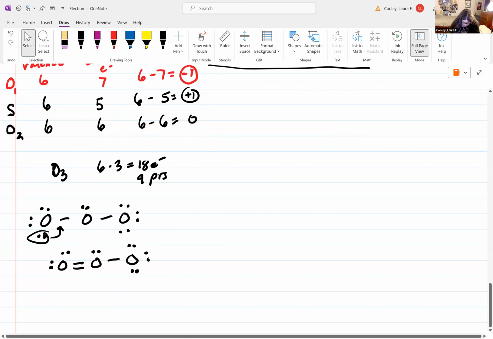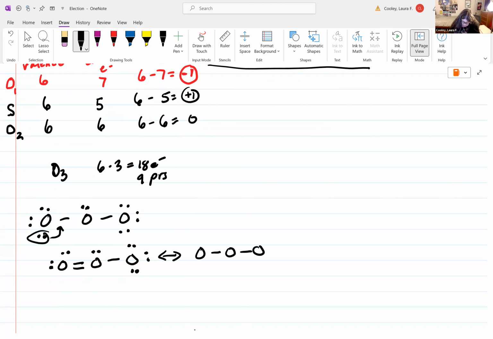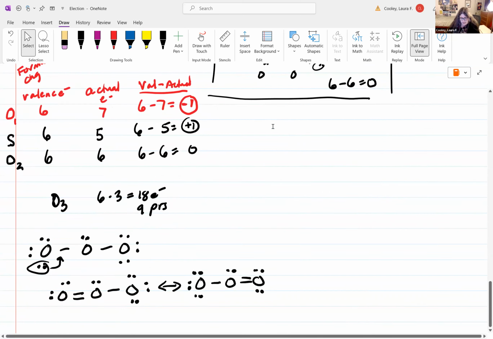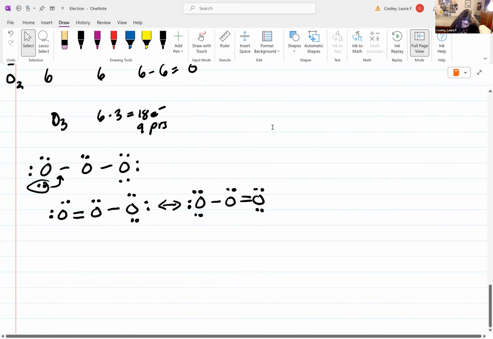Okay. And we would have 2 resonance forms, because we could have made that double bond on the right instead of the left. But that's it. You can't do what we did here for sulfur, because oxygen can't have expanded valence. Sulfur can, but oxygen can't, because it's only in the second period.